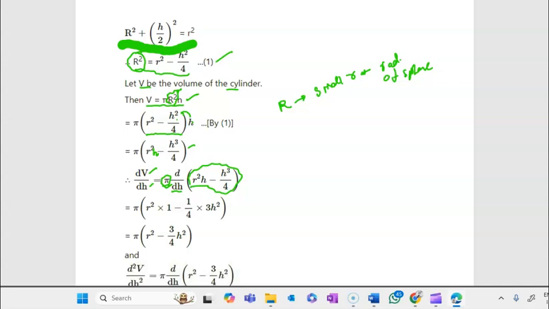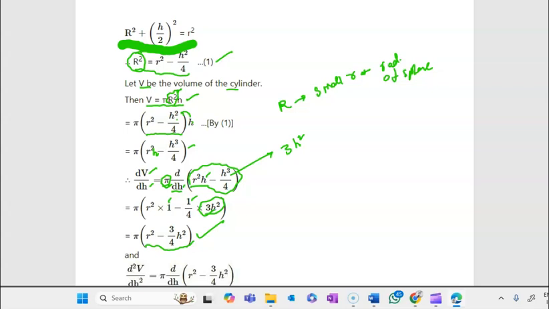So differentiating with respect to h, this h becomes 1, r square as it is will act as a constant here. 1 by 4 as a constant, 3h cube will become 3h square. The differentiation of h cube becomes 3h square. So finally we are getting pi r square into 1 minus 1/4 into 3h square, adjusting, r square minus 3/4 h square. So this is what we got in this case.